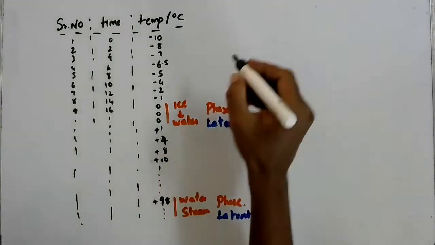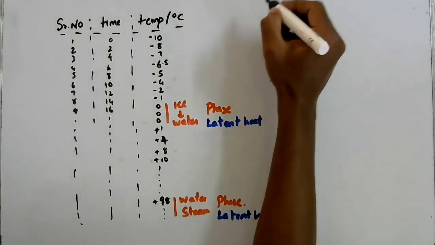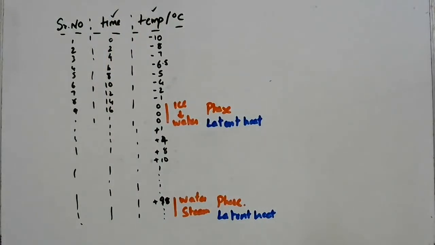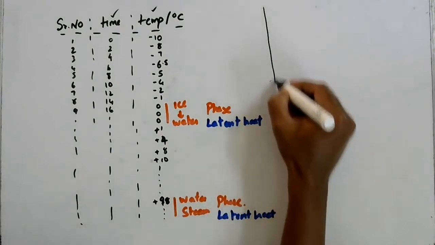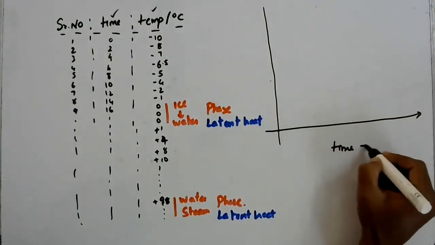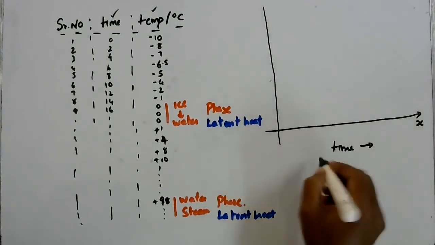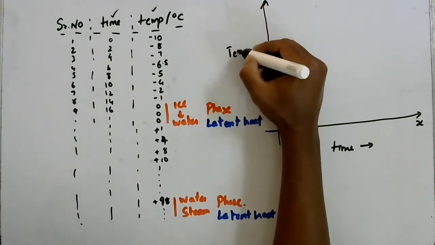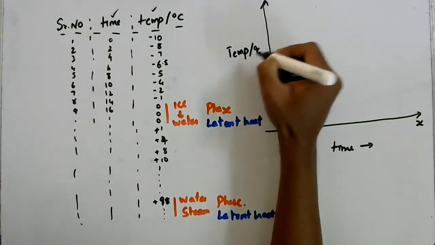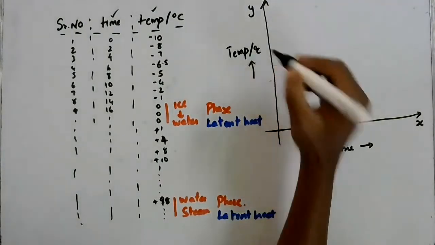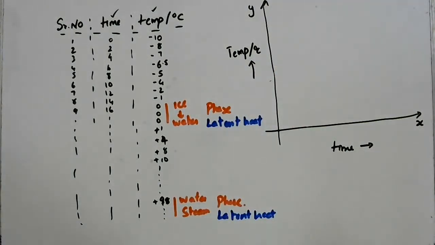Now what you do is, if you graph the two values, time against temperature, okay, so you put the time on the x-axis, increasing in that direction, and the temperature in degrees Celsius on the y-axis. Okay, and this is increasing in this direction. So then what kind of graph will you obtain?